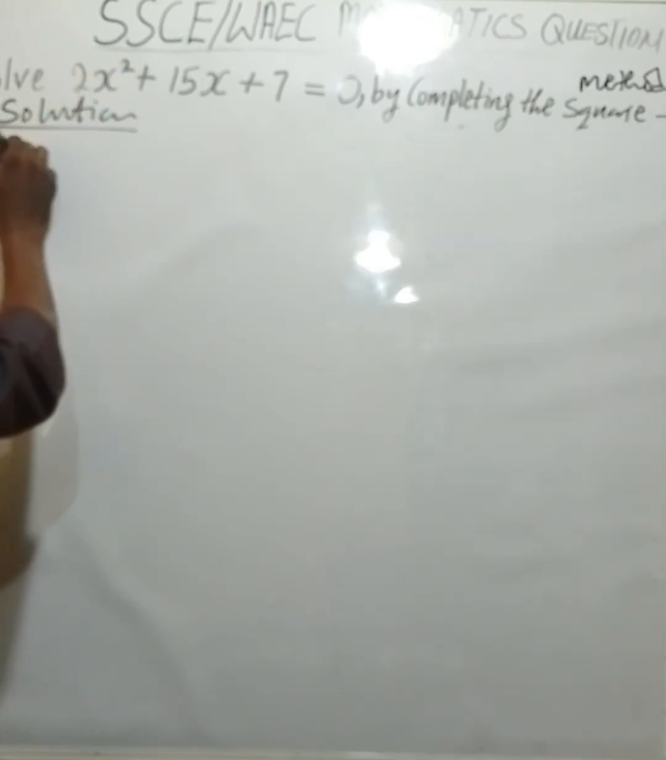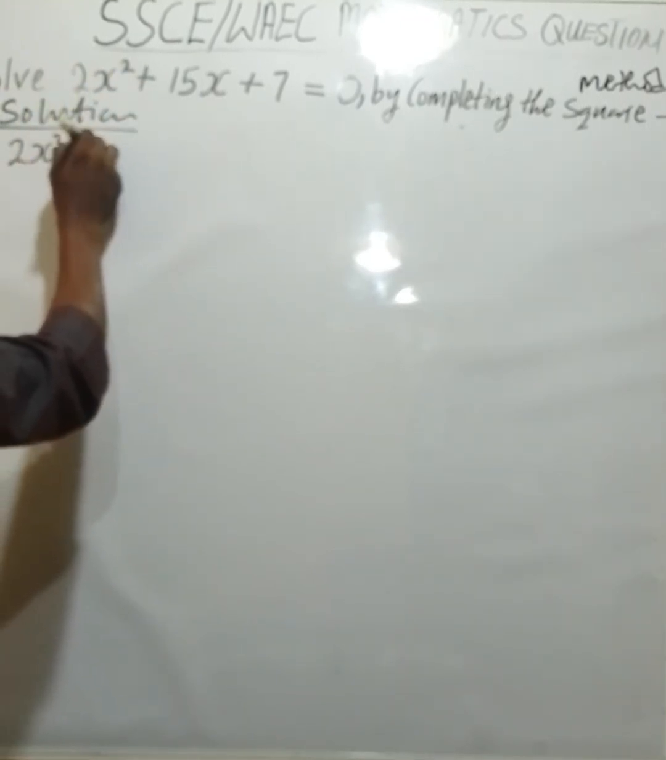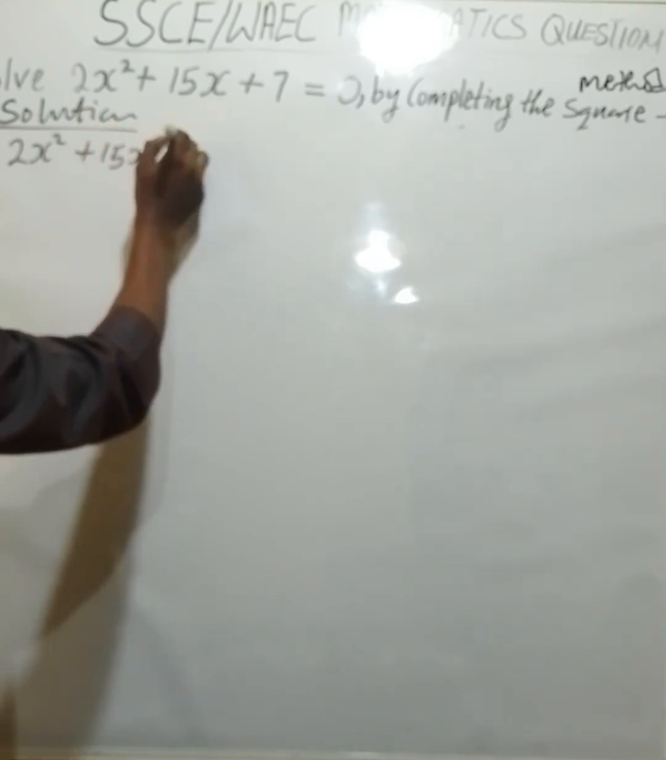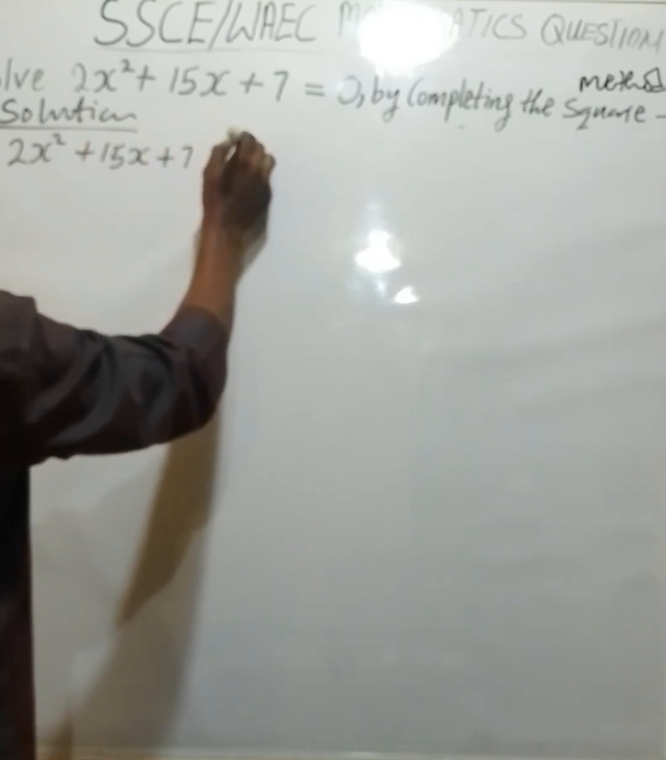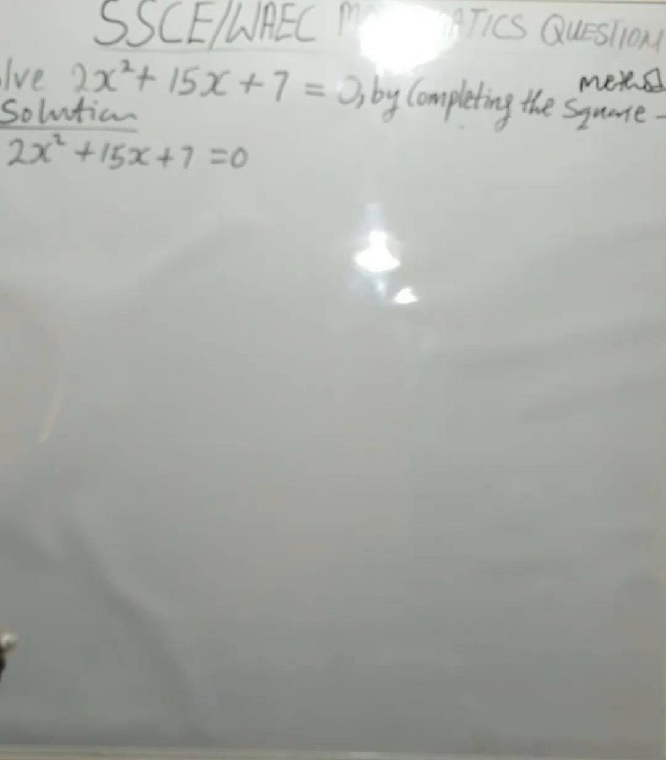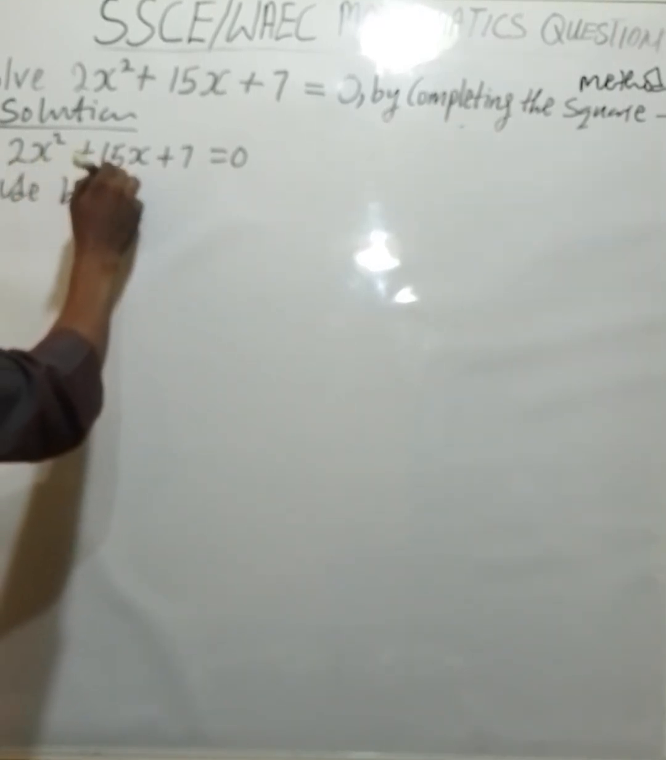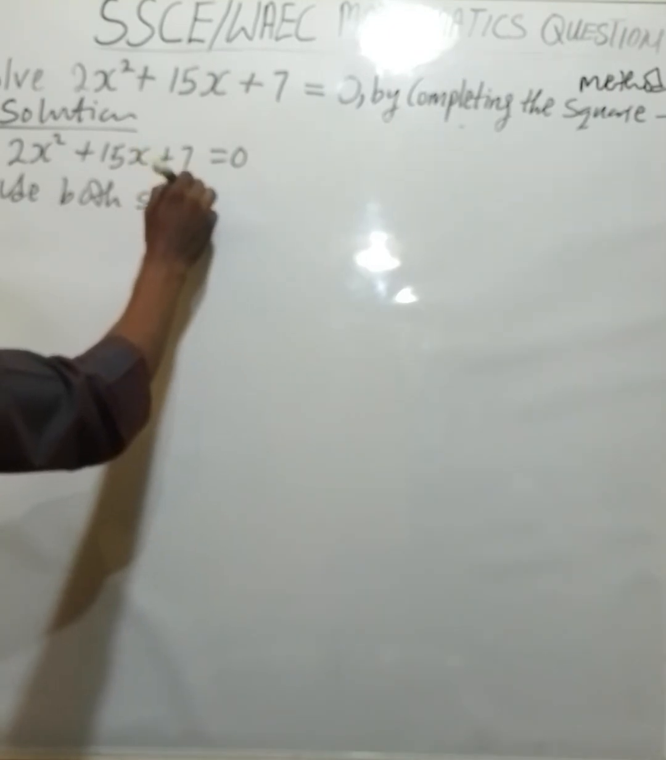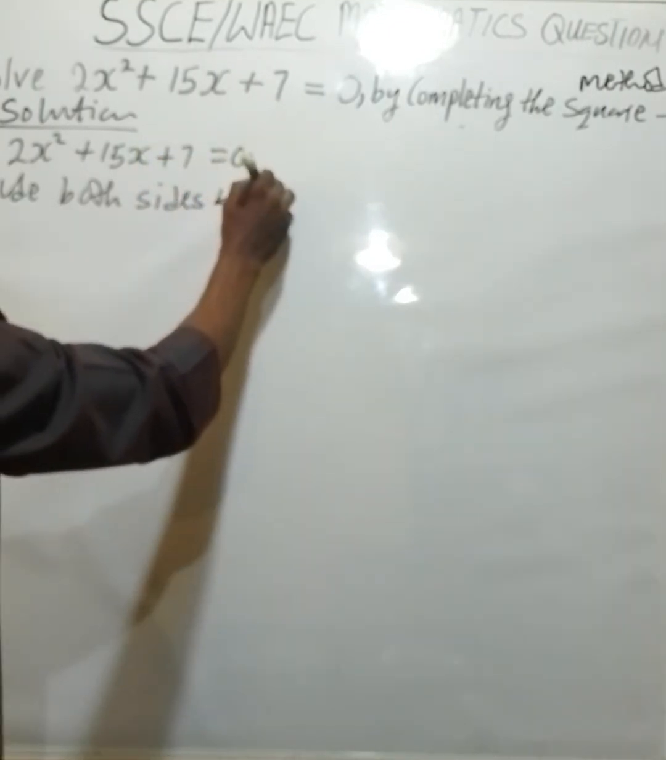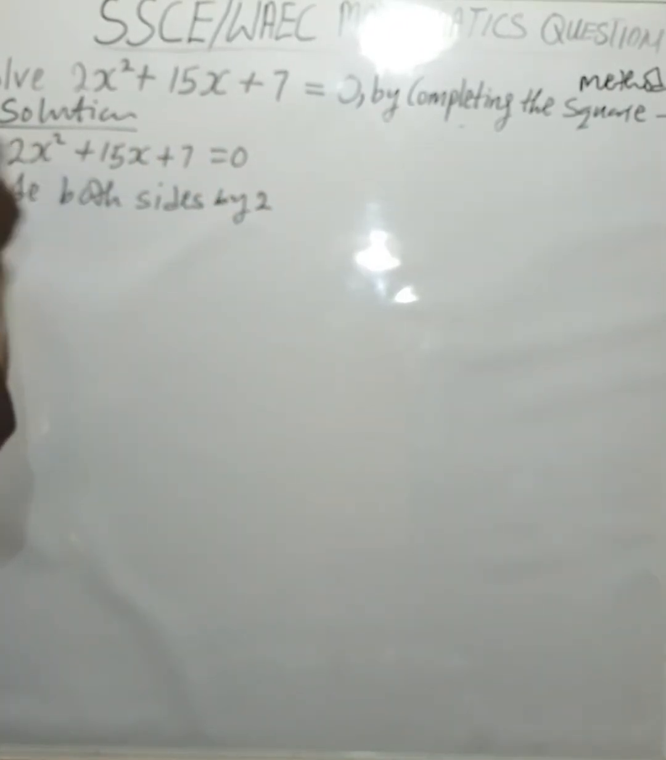The question says 2x squared plus 15x plus 7 equals 0. That's the question. When you want to solve by completing the square method, the first thing to consider is the coefficient of x squared. So now we are going to remove it. How are we going to remove it? We now say divide both sides by 2. 2 is the coefficient of x squared.